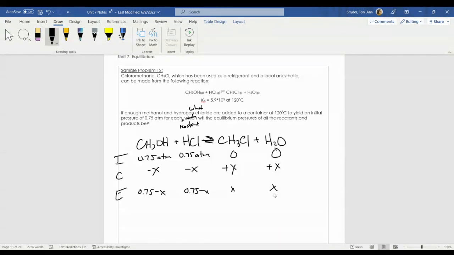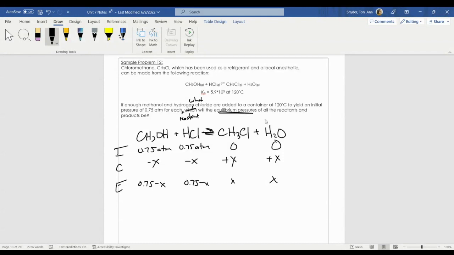However, the question is asking, what will be the equilibrium pressures of all the reactants and products? Now, in this case, rather than solving for Kp, we're given the Kp. And notice this Kp is relatively high, so it should have a high concentration of products. However, we have to use this and set this up and solve for X, because that's what we're trying to find. What are the equilibrium pressures of all reactants and products?